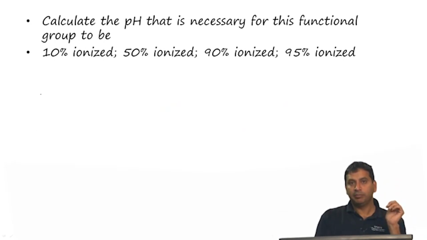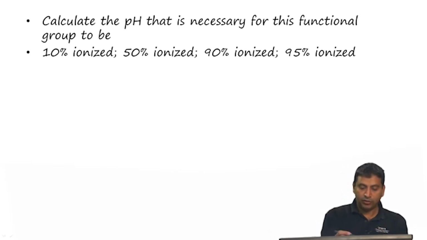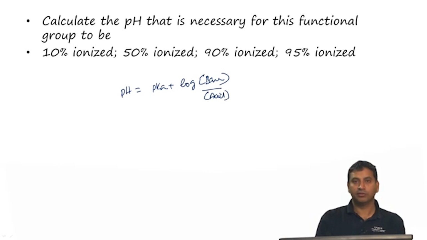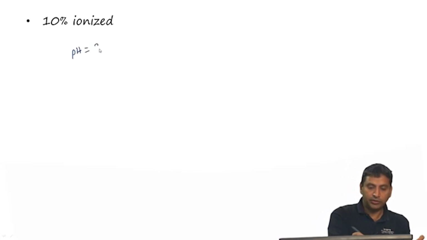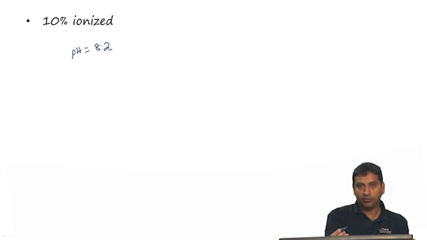The next question is, calculate the pH that is necessary for this functional group to be 10% ionized, 50% ionized, 90% ionized and 95% ionized. Okay. So, again we need to look at pH equals pKa plus log of base by acid. So, we will use this as the basis for our calculations. In order to look at the 10% ionized case, the pH equals 8.2, which is the pKa of the molecule, plus log of 90 by 10.